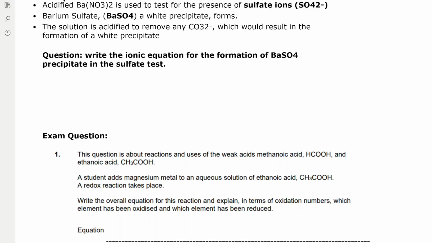Acidified barium nitrate is used to test for the presence of sulfate ions, SO4 2-. Barium sulfate, a white precipitate, forms, so BaSO4. The solution is acidified to remove any carbonate ions, which would result in the formation of a white precipitate.